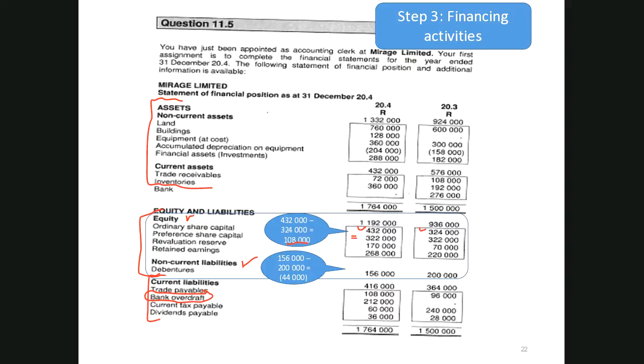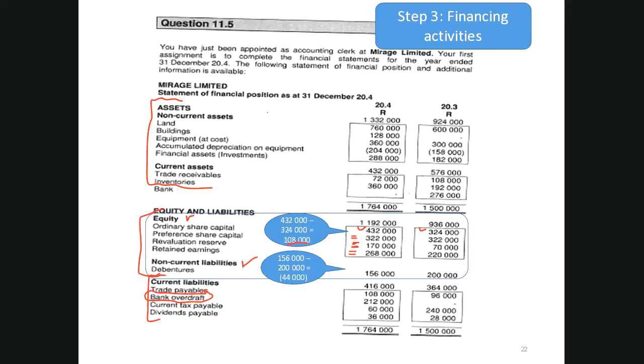The revaluation we've already dealt with. We know that there's no cash effect with revaluations. It's really just a book entry that we do. The retained earnings account, you will remember we've already done. And in that retained earnings account, there's nothing affecting financing activities. Okay, so actually the only amount that's going to affect financing activities is the increase in ordinary share capital.